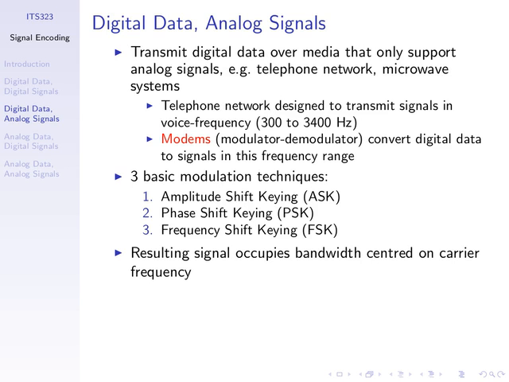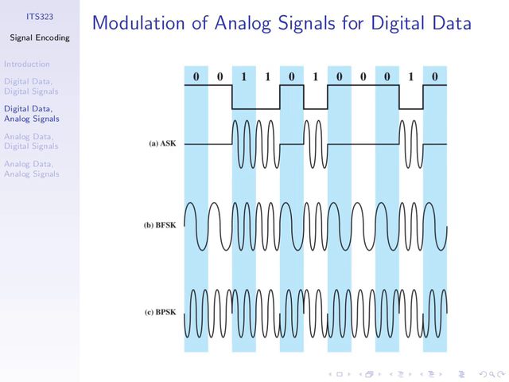What we want to do is we have our input bits, zeros and ones. We generate an output analog signal. What we can do is change one of these three parameters, peak amplitude, frequency or phase, and depending on which bit we want to send, we set them to a particular value. This illustrates those three cases.